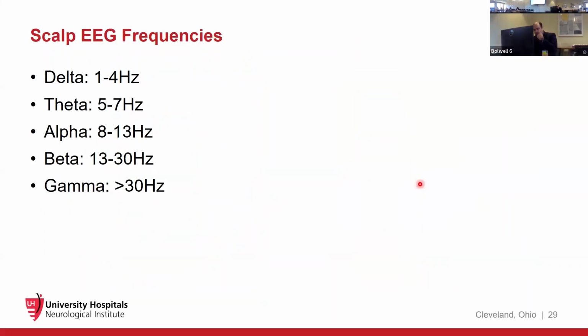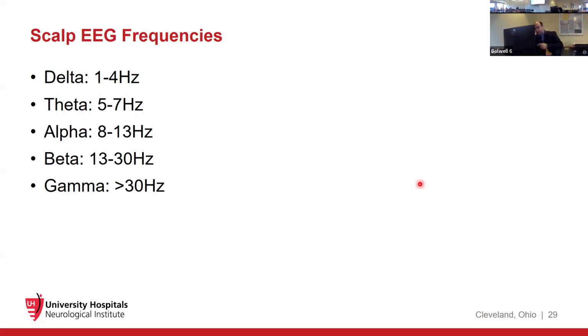Now, just the basic scalp EEG frequencies. There are predominantly 5 frequencies that you're going to hear about over and over. There's delta, theta, alpha, beta, and gamma. Delta is a slower one, which is usually 1 to 4 hertz. Some people would say 1 to 3 hertz. Theta is 5 to 7 or 4 to 7, depending on who you ask. Alpha is 8 to 13 hertz, beta is 13 to 30, and gamma is more than 30.